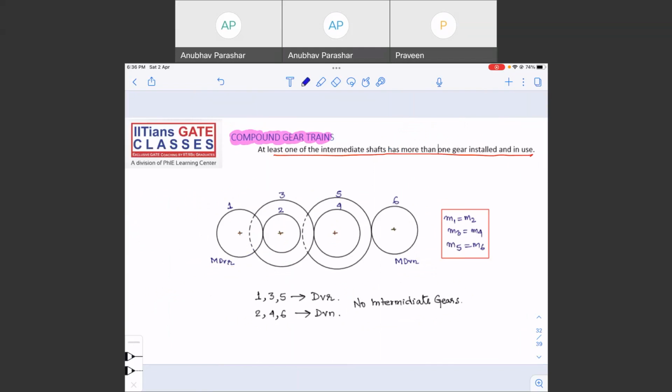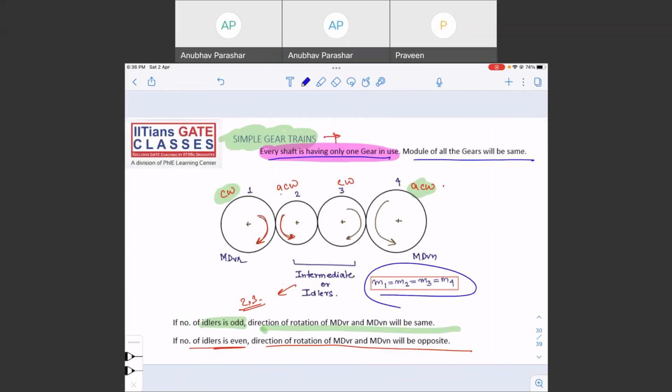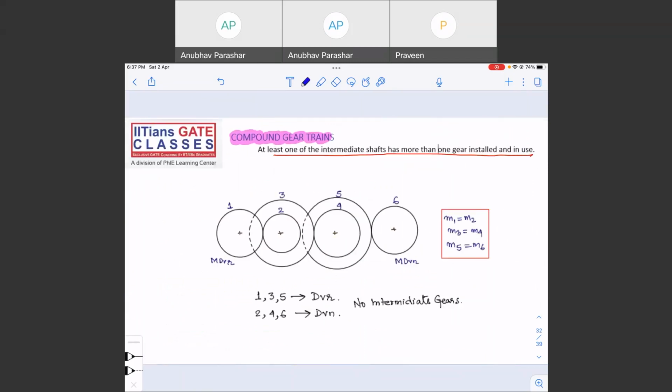Here, please remember, all the modules were equal, 1, 2, 3, 4, because 1 is in contact with 2, so module of 1 and 2 will be equal. 2 is in contact with 3, so module of 2 and 3 is equal. 3 is in contact with 4, so module of 3 and 4 are equal. In compound gear trains, 1 and 2 are mating, so module of 1 equals module of 2. 3 and 4 are mating, so module of 3 equals module of 4. 5 and 6 are mating, so module of 5 equals module of 6.